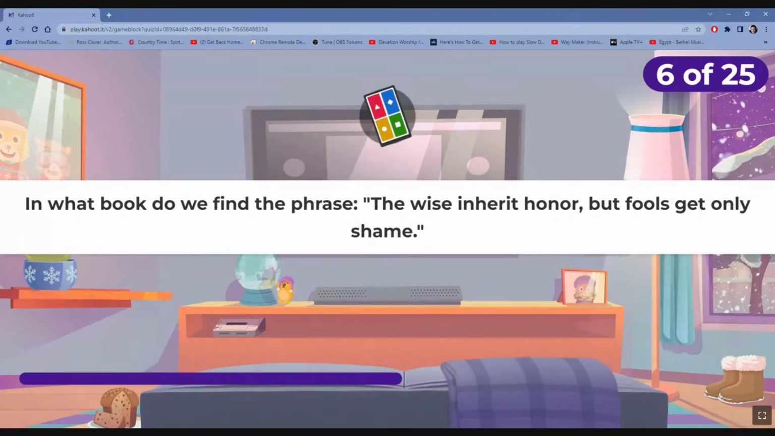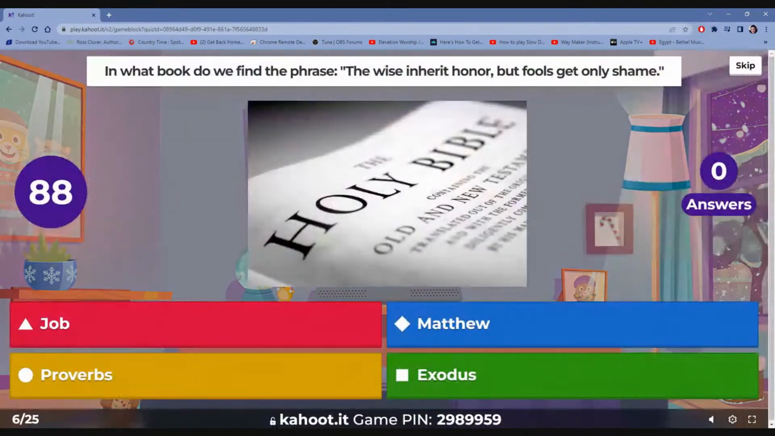In what book do we find the phrase, "the wise inherit honor, but fools get only shame"? In the book of Job, in the book of Matthew, in the book of Proverbs, or the book of Exodus? Red is Job. Blue is Matthew. Yellow is Proverbs. Green is Exodus.